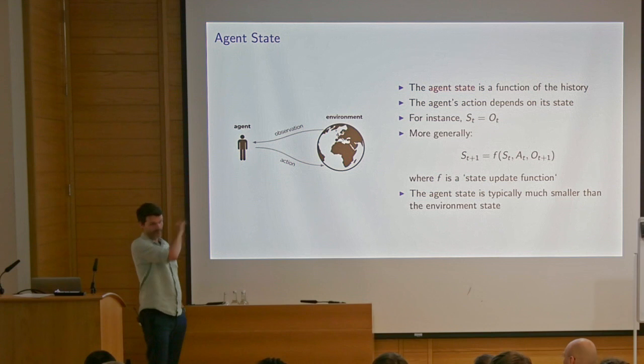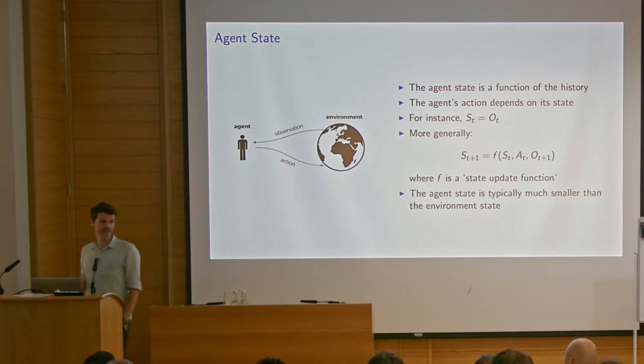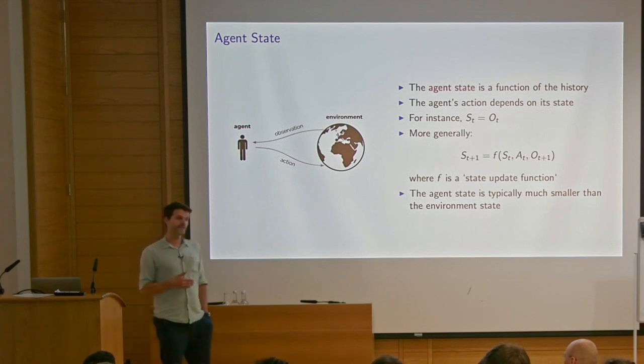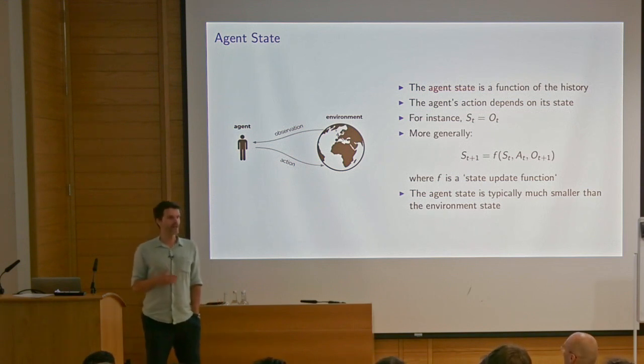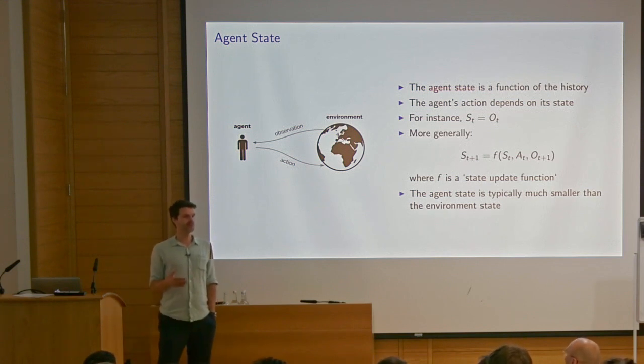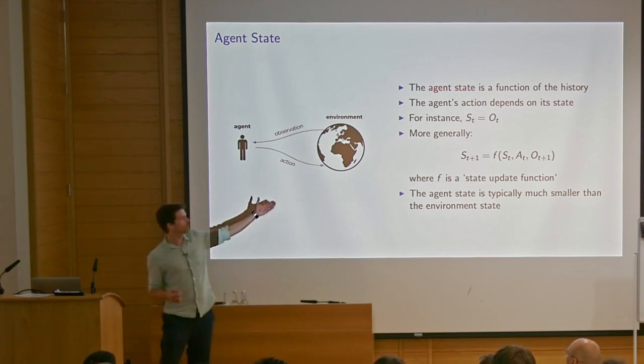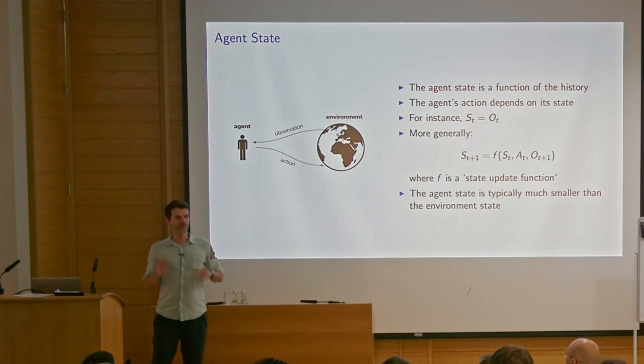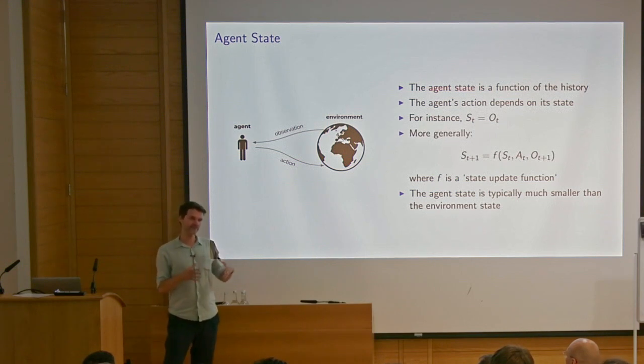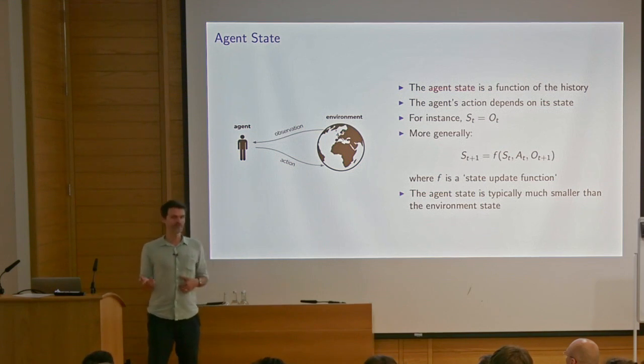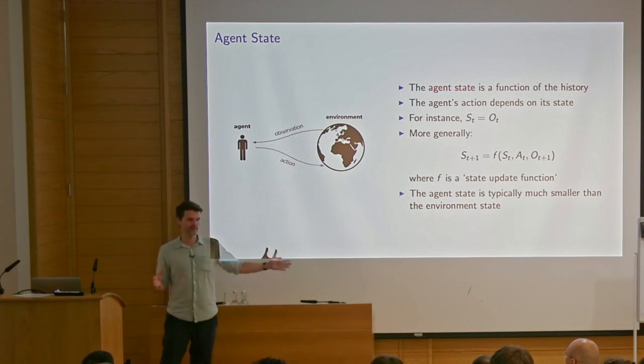For instance, as I said up there, you could still define the agent state as being the current observation. The only thing to then be aware of is that this observation might not have all the information that you need to make an optimal decision. And then more generally, we could define our agent state as being some function of the previous agent state and the action and the observation, or even more generally, some function of the history.